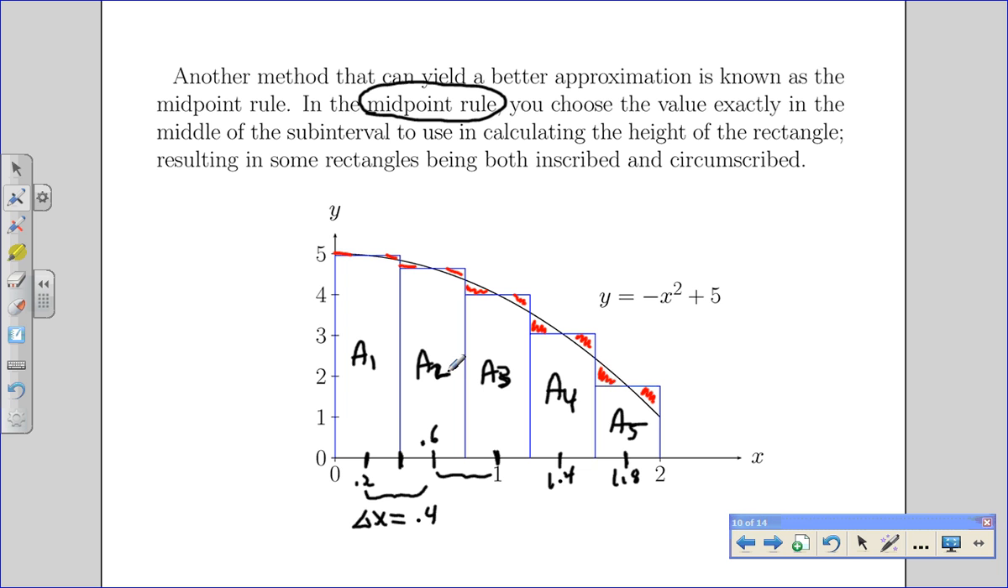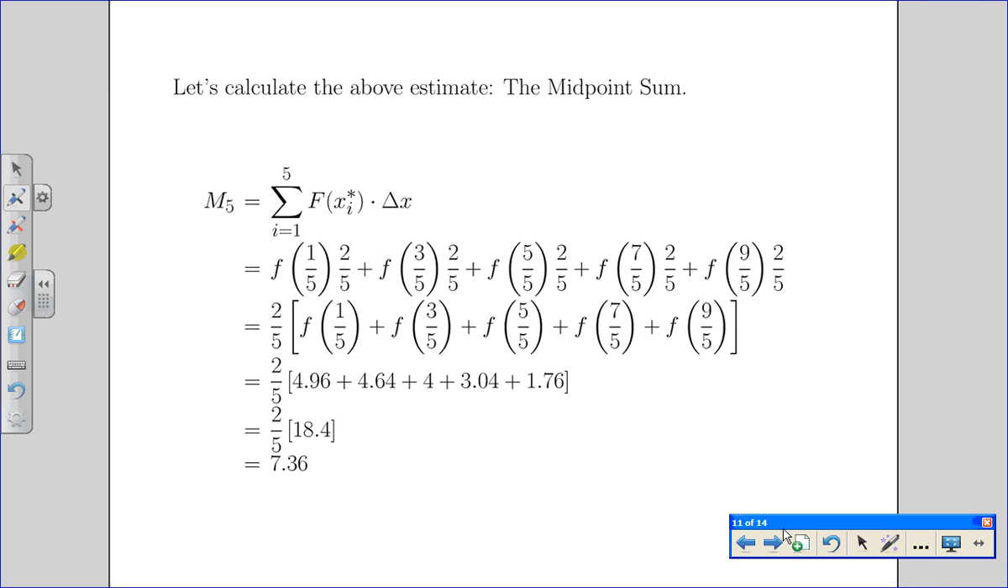The only trick here too is finding the height, which is going to be right there. That height is going to be f of 0.2. And this height here is going to be f of my x value down here, 0.6, and so on. F of 1, f of 1.4, and f of 1.8. And this one's called M5 because I did the midpoint with 5 rectangles.